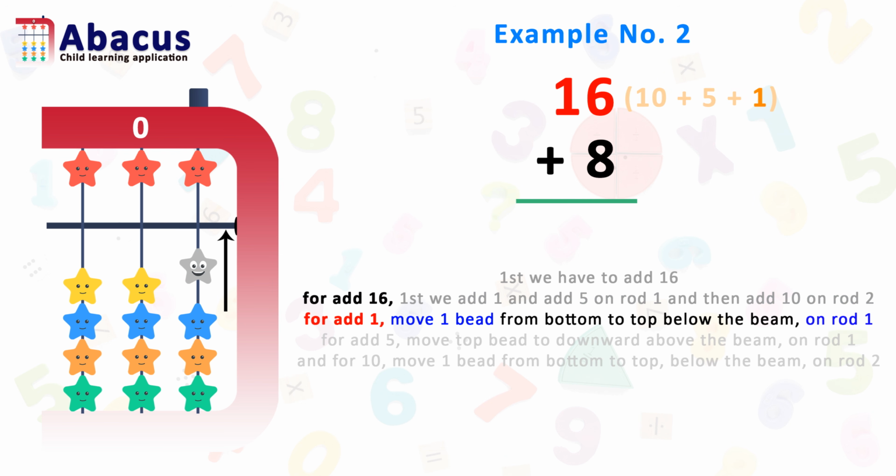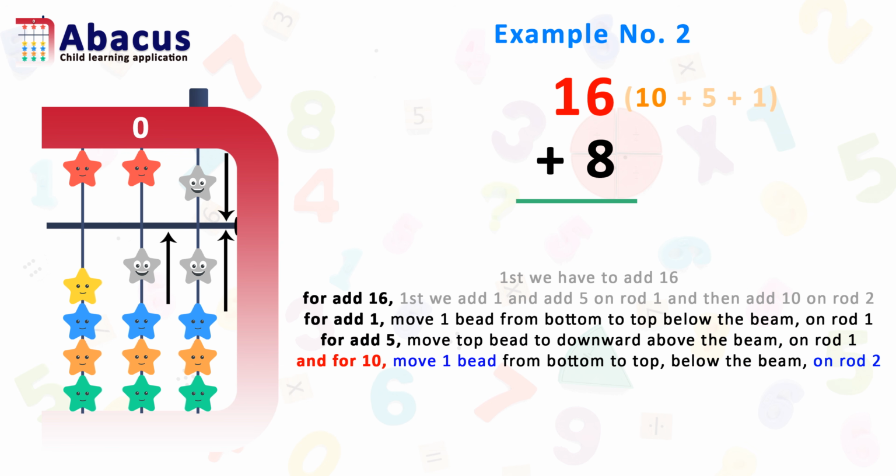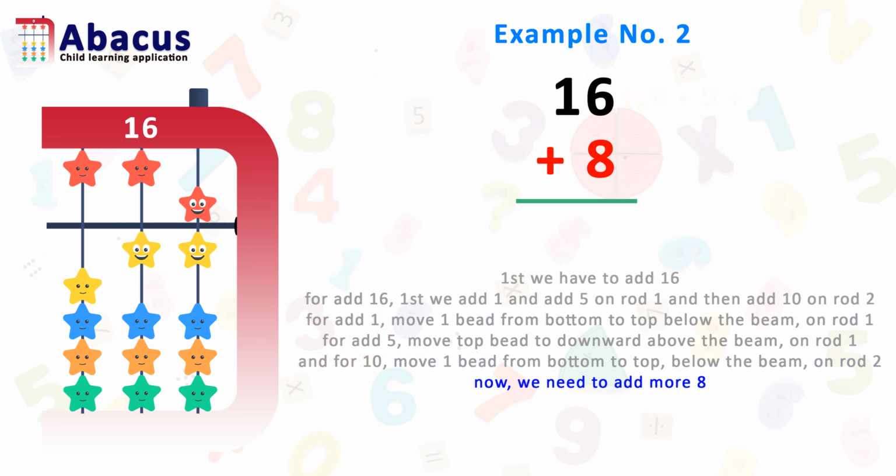So for add 1, move 1 bead from bottom to top below the beam on rod 1. For add 5, move the top bead downward above the beam on rod 1. And for add 10, move 1 bead from bottom to top below the beam on rod 2, the 10th column. It's so easy. Now we have to add 8 more.